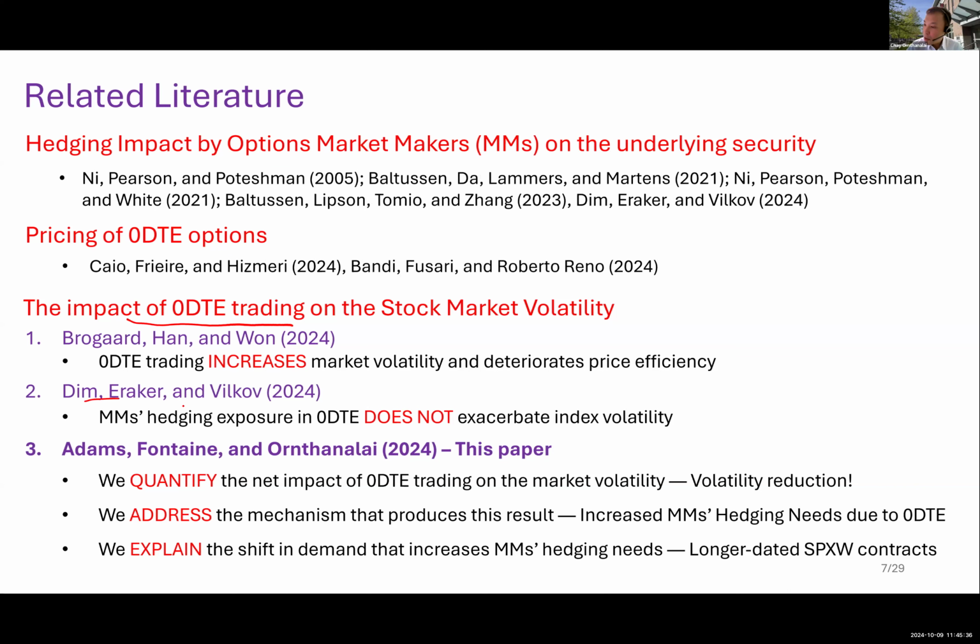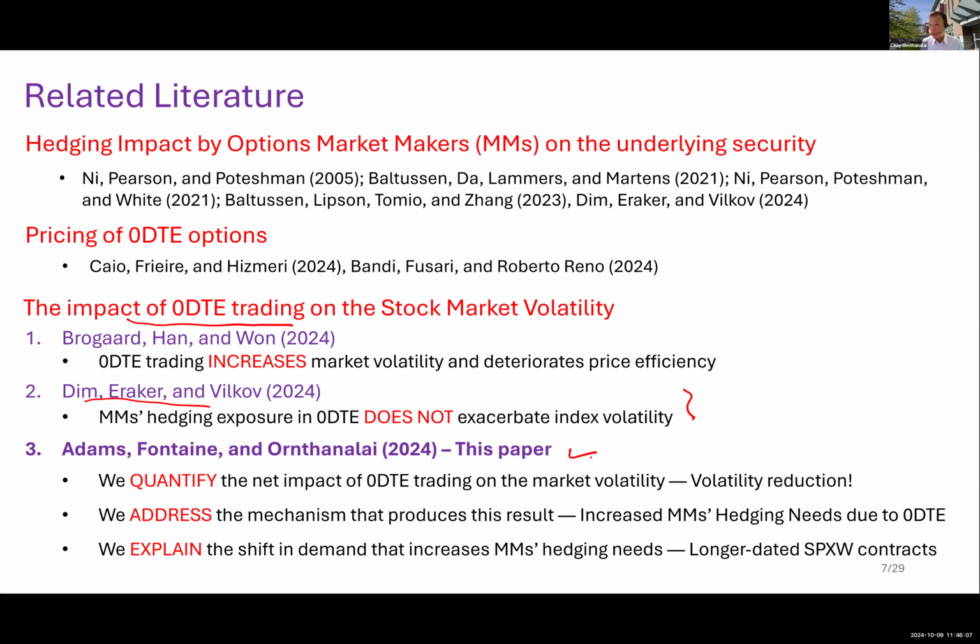There's another paper here by Dim, Iraker, and Wilcock. They also use intraday data on market makers' exposure, and they show that the exposure market makers have would create a hedging need in 0 DTE that does not exacerbate the index volatility. And they have many other results in that paper too, besides showing that 0 DTE exposure does not exacerbate volatility. Now, this is where we come in.